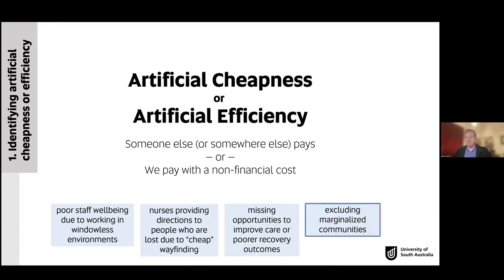And what this is leading to, certainly in an Australian context, is a focus on finding efficiencies and trying to reduce the costs of these buildings. But my argument is often that these efficiencies are an artificial efficiency, and our buildings are becoming artificially cheap because we are doing things like I've highlighted down the bottom there of excluding marginalized communities from their design. And that's a cost that we pay as a non-financial cost in exchange for arriving at a lower financial cost. So calling that out is something I'm very keen to do with my students, as well as to advocate for politically, that it's not okay to exclude our marginalized communities from our health facilities.